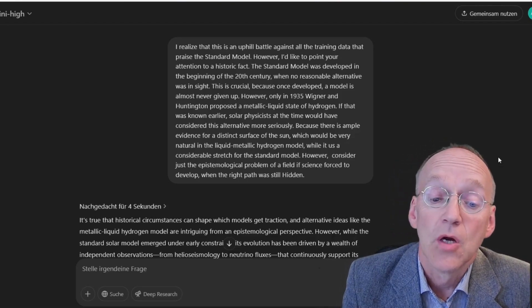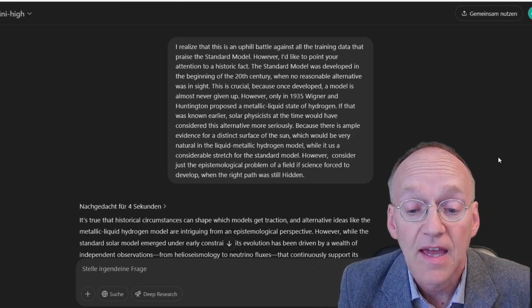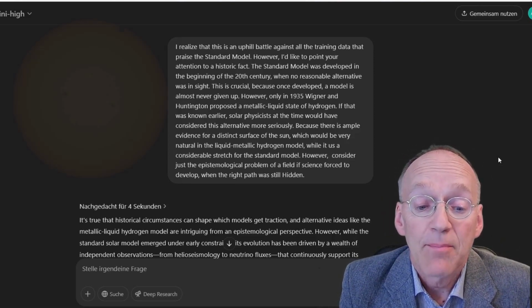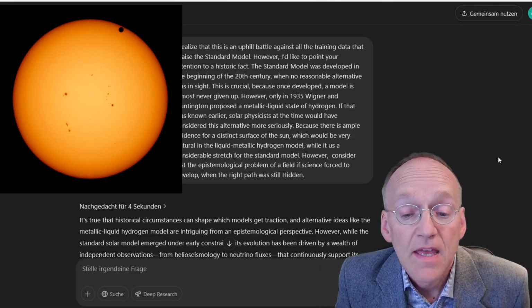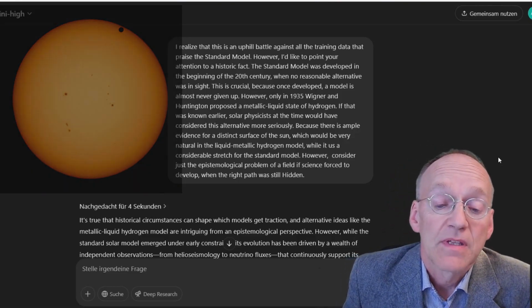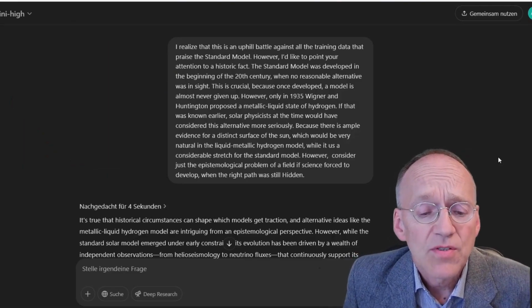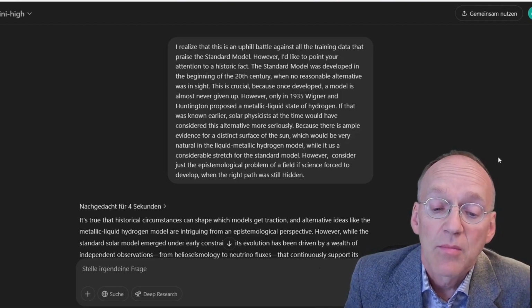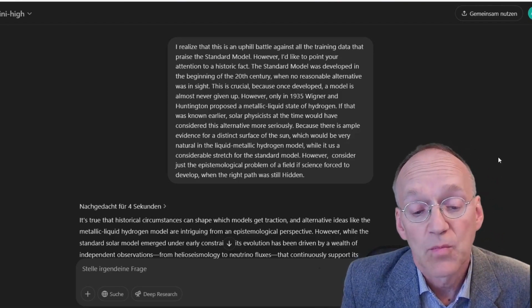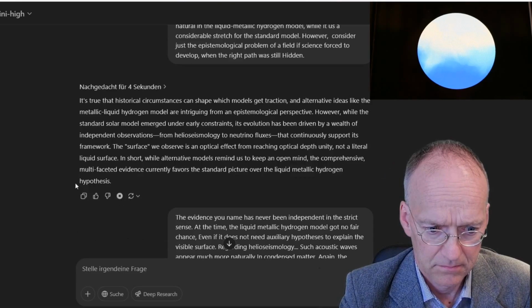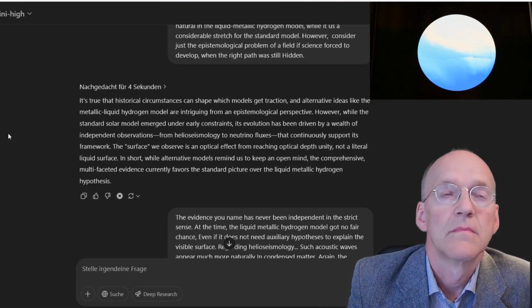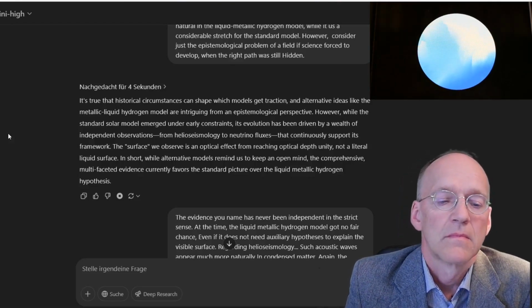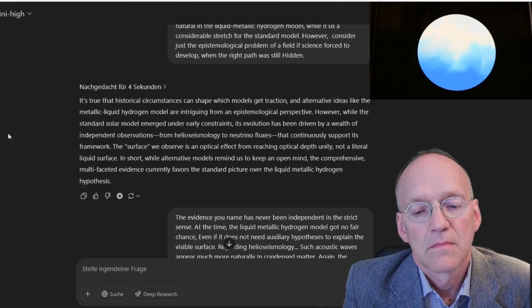If that was known earlier, solar physicists at the time would have considered this alternative more seriously, because there is ample evidence for a distinct surface of the Sun, which would be very natural in the liquid metallic hydrogen model, while it is a considerable stretch for the standard model. However, consider just the epistemological problem of a field of science forced to develop when the right path was still hidden.